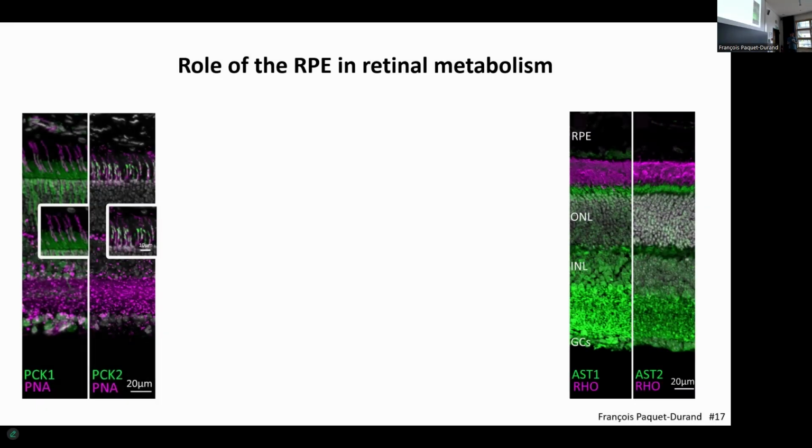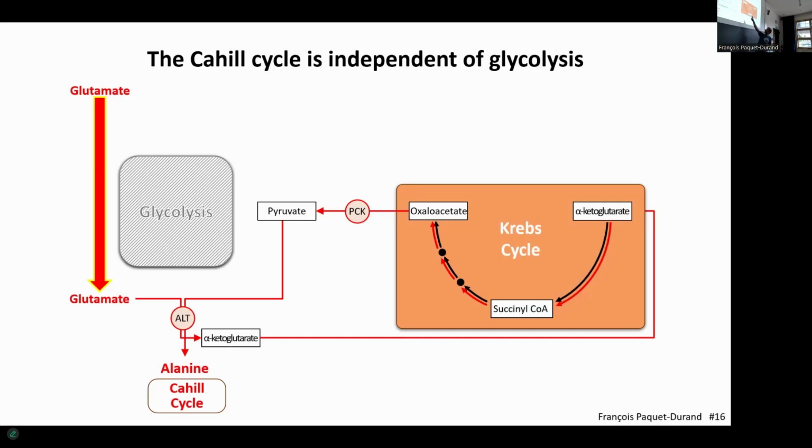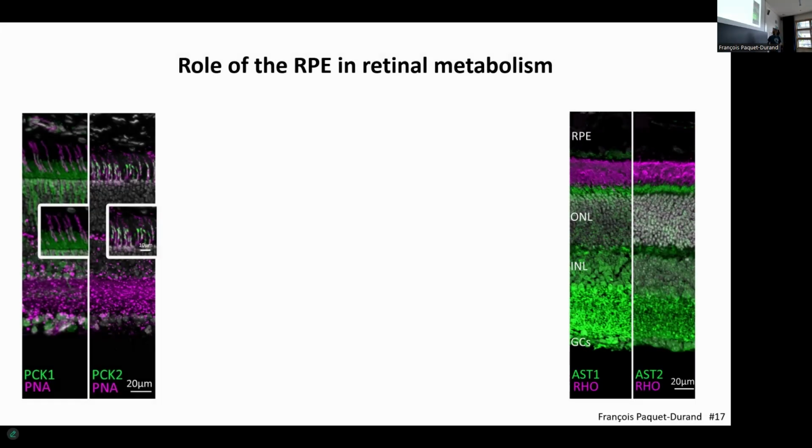Okay, now I told you about this enzyme called pyruvate carboxykinase, that you would really need to do this. If you don't have it, this would not work. Now, where's that enzyme expressed? So we have 2 isoforms, the cytoplasmic, PCK1, which is strongly expressed in photoreceptors, and PCK2, which is strongly and exclusively expressed in the retina in cone inner segments. So in cones, this would run really well.